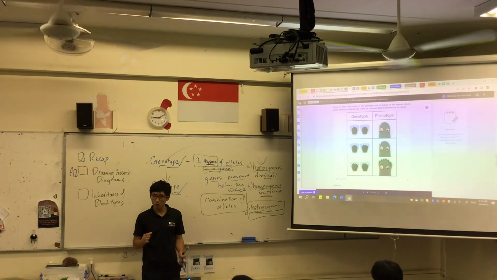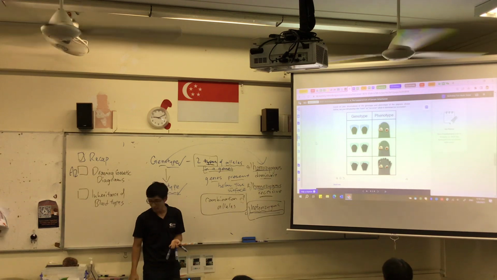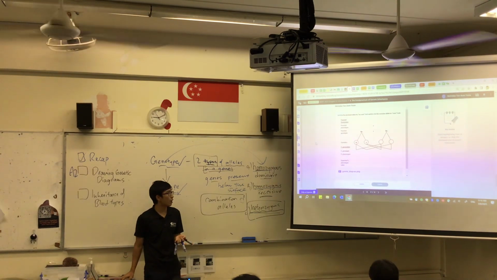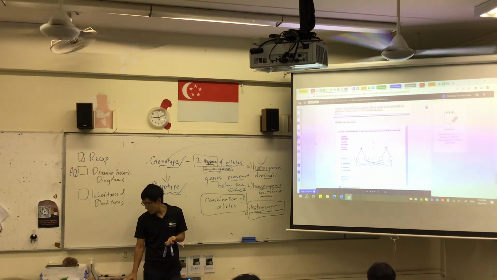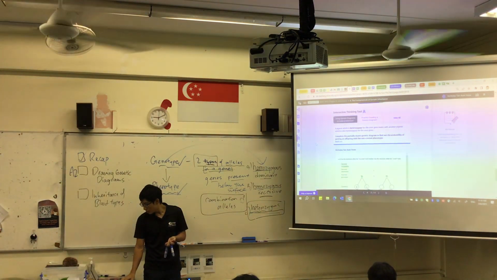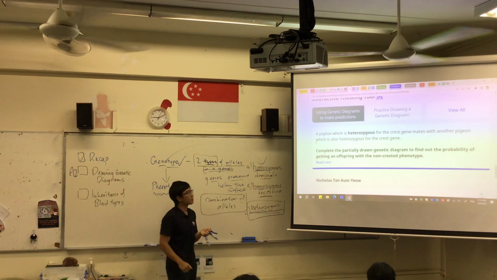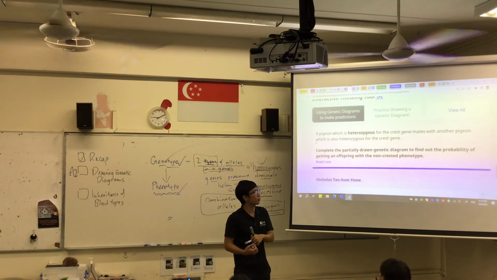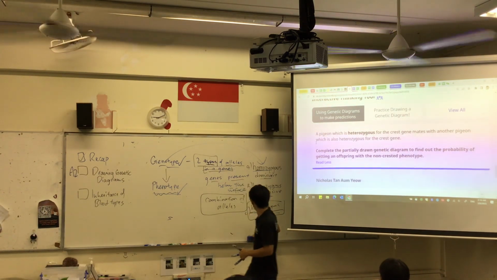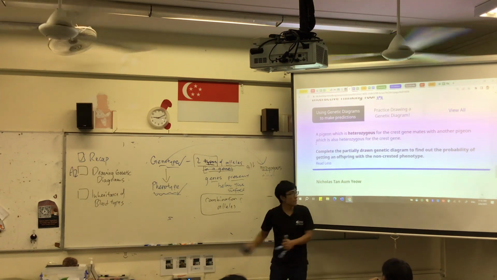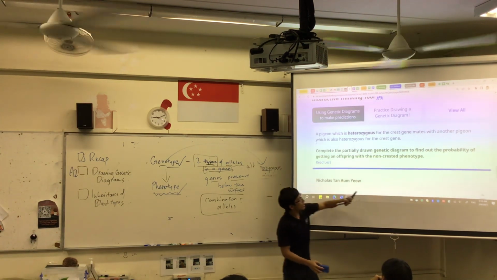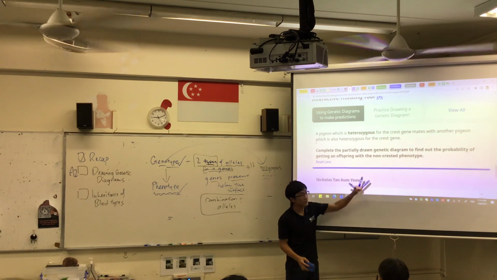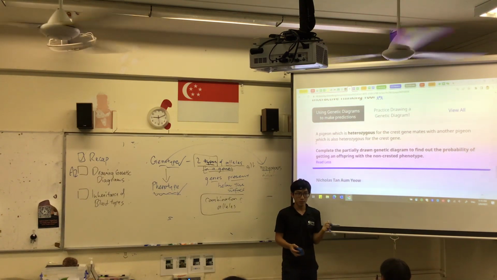Then we're going to dive into your bread and butter of this topic, drawing genetic diagrams. I'd like to provide you a quick sample. If you refer to A2 of your SLS, you will see one of the activities asks you this question. A pigeon, which is heterozygous for the crest gene, mates with another pigeon which is also heterozygous for the crest gene. Okay? And the question asks, can you tell me what is the probability that an offspring will get the no crest phenotype? Okay? So digest this question.